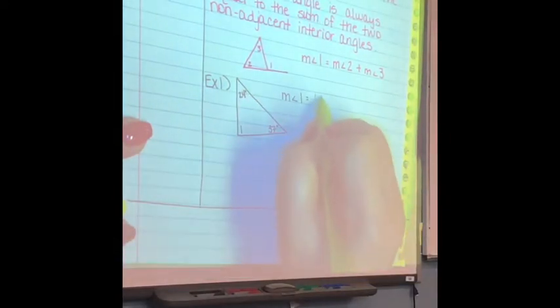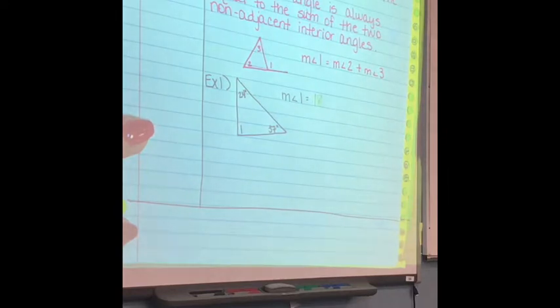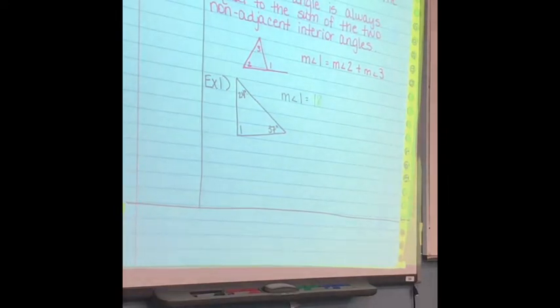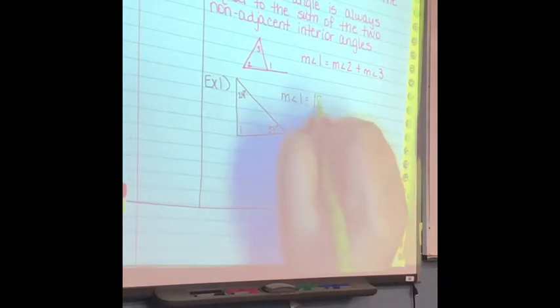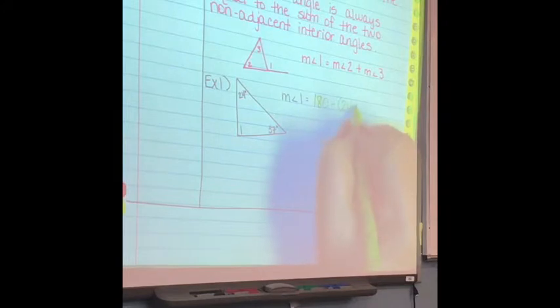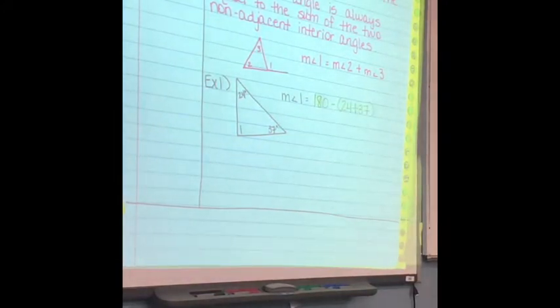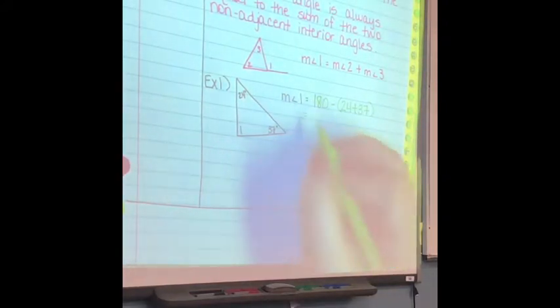So we can just say 180 minus the 24 plus the 37, right? Those 2 added together and then taking that away from 180. And what will we get our measure of angle 1 to be? 119.